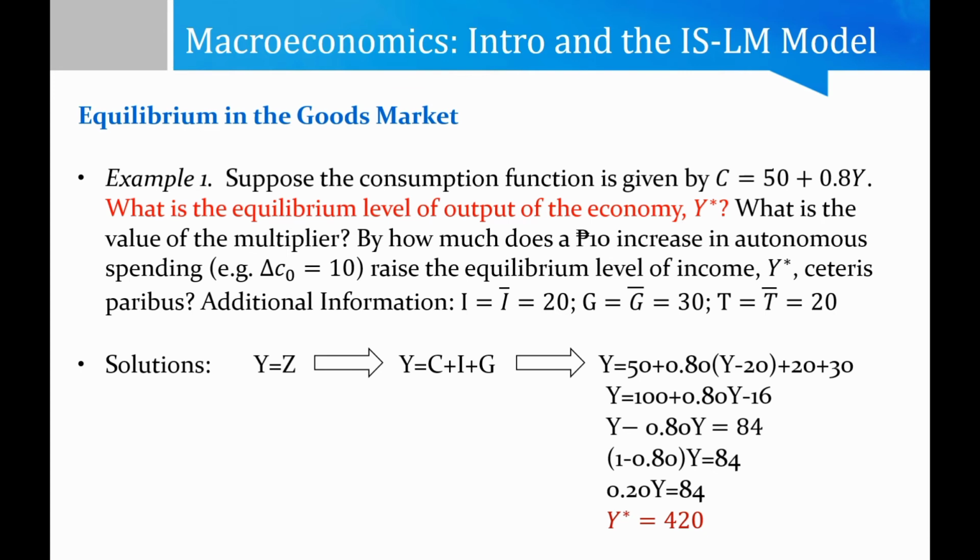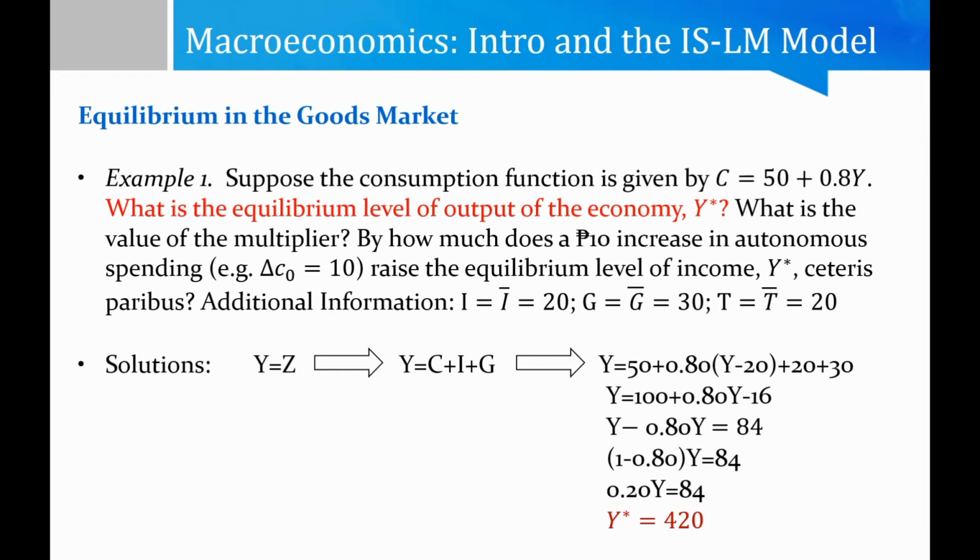Suppose we have the following information of the economy. Suppose the consumption function is given by C is equal to 50 plus 0.8Y. In this equation, 50 is the so-called autonomous consumption, or C sub 0, and 0.8 is the value of C sub 1, or the marginal propensity to consume. The question is, what is the equilibrium level of output of the economy, or Y asterisk? And what is the value of the multiplier?